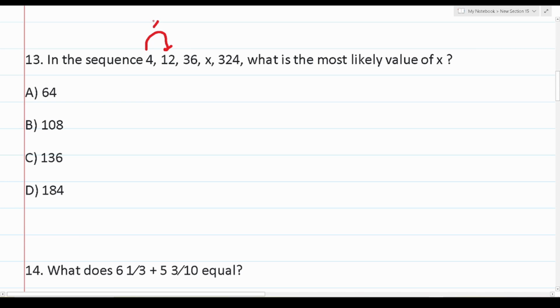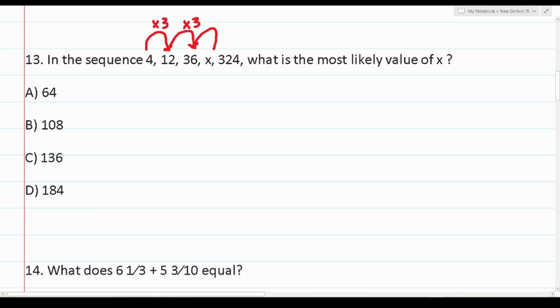Well, I know 4 times 3 gets me 12. Let's see if that holds true to go from 12 to 36. Well, 12 times 3 is also 36. So as far as I can tell, if we take the previous term and multiply it by 3, that will get us to the next term in the sequence.